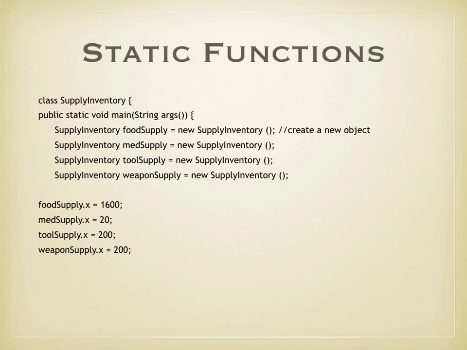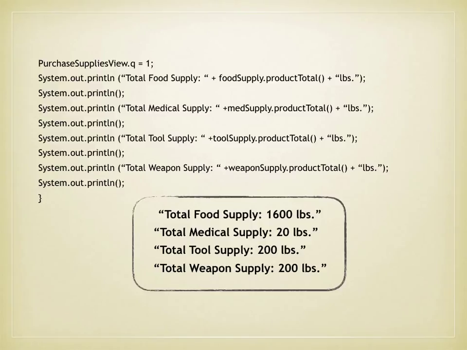In this example, we see the static function. We've created several objects of the inventory class. Each object, like food supply, med supply, tool supply, and weapon supply, has its own copy of an instance variable x, and pounds of food have been set for each object of the instance variable x. Within this same static class, each object will share one copy of a static variable. The static variable q is shared. The static variable q will be set to 1.